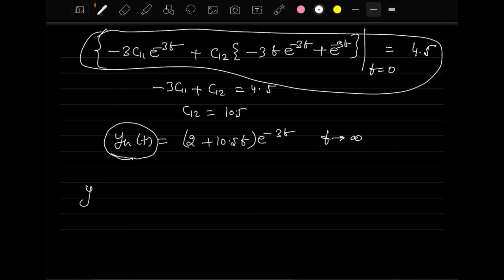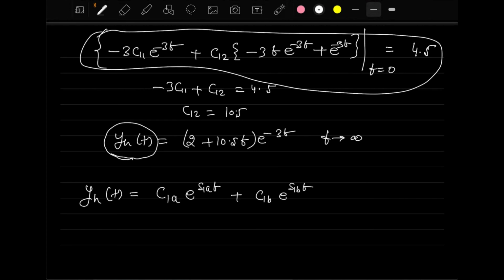If your roots are in complex conjugate format, you can write the homogeneous solution as C1a e to the power S1a t plus C1b e to the power S1b t. Right now we are considering the case where the roots are complex. They will occur in complex conjugate format because the coefficients of the differential equation are real, so the roots have to be complex conjugates of each other.